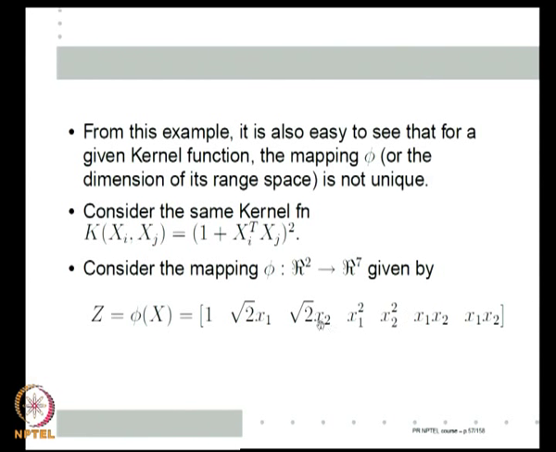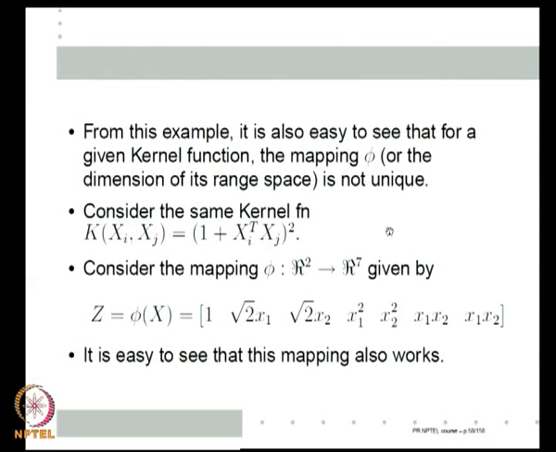So very trivially I can exhibit another phi, with another dimension for the range space, which works with the same kernel function. So for a given kernel function, the mapping phi is not necessarily unique; there can be many mappings.